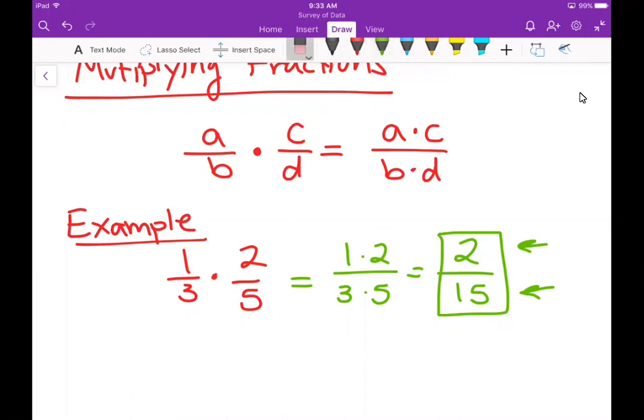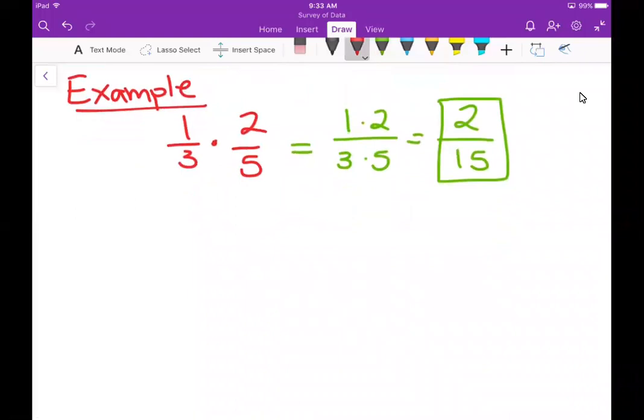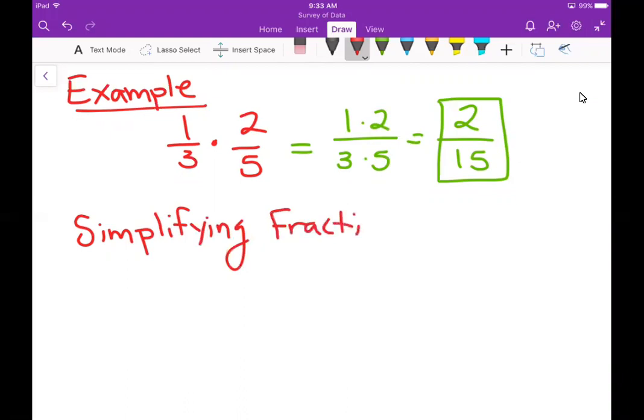Okay, so what happens if it isn't in simplest form? Well, how do we simplify fractions? So we're going to jump to kind of a side topic really quick, and then we're going to come back and look at some more multiplying. So simplifying fractions, how does this go? What does it mean again before we continue with some more examples of multiplying?